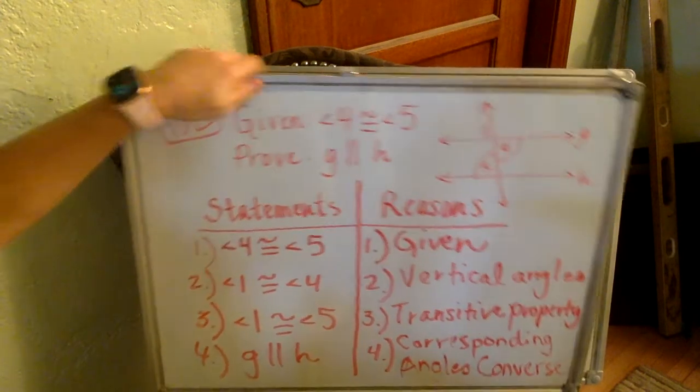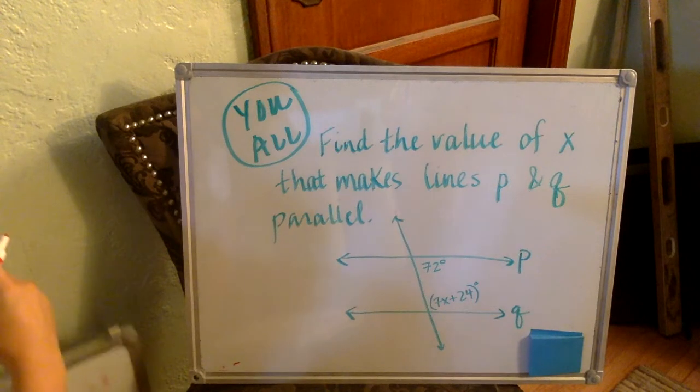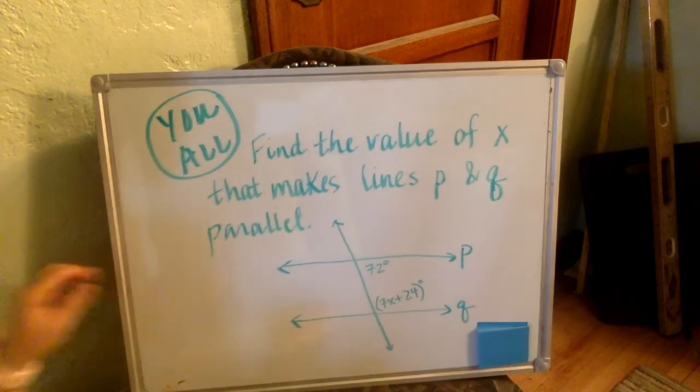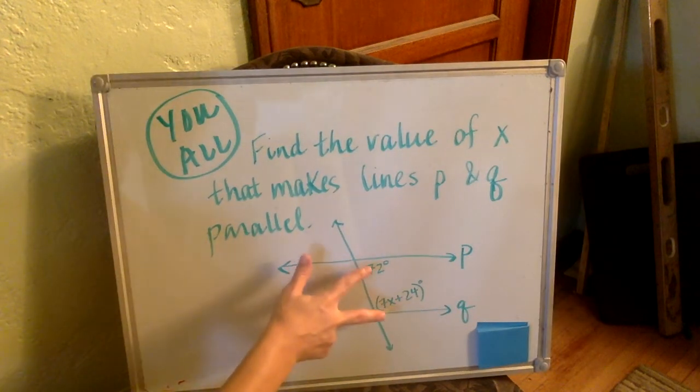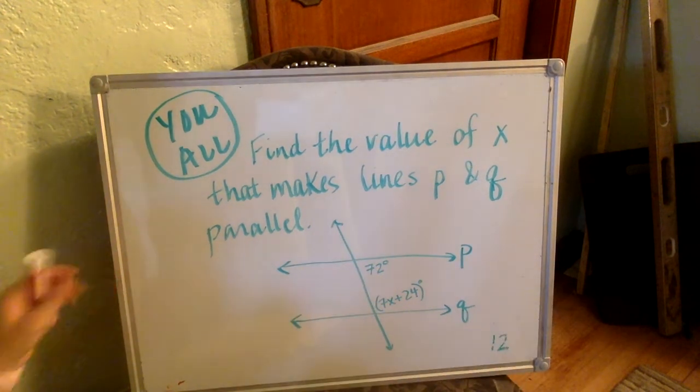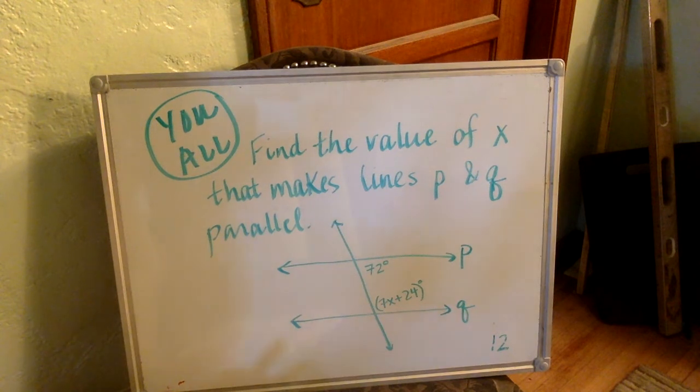All right, so let's take a look at our last one for today. Find the value of x so that P and Q are parallel. Okay, so be careful with this one. Think about their relationship. What do we call these angles, right? Okay, think about that relationship. All right, and if you did it correctly, I think you should get 12.